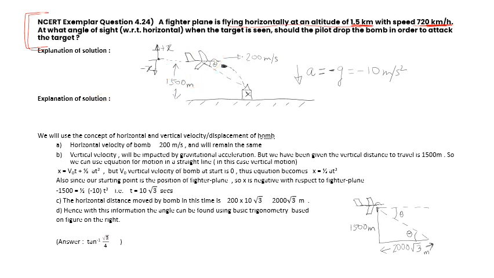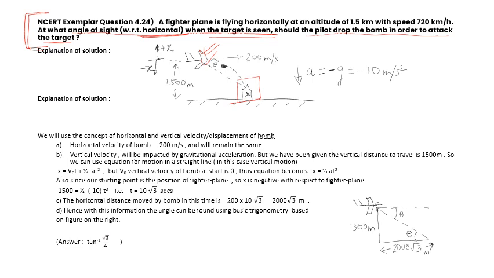Now the next sentence says, at what angle of sight with respect to horizontal when the target is seen should the pilot drop the bomb in order to attack the target. So he wants to know at what angle of sight when the target is seen. This is the plane in the diagram, and this is the target, let's say.